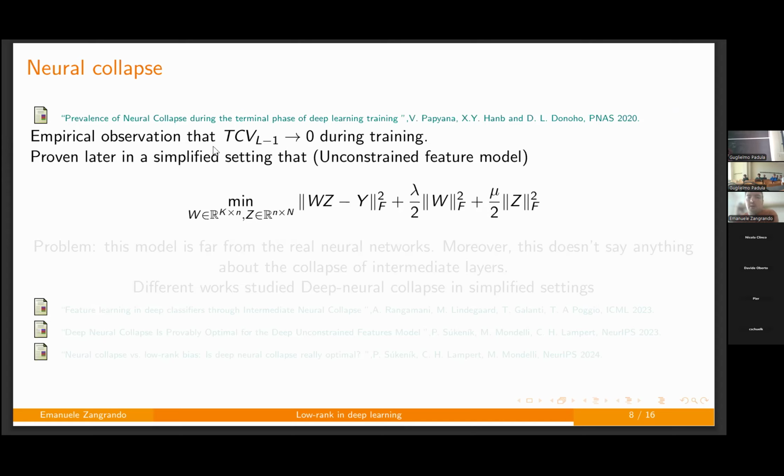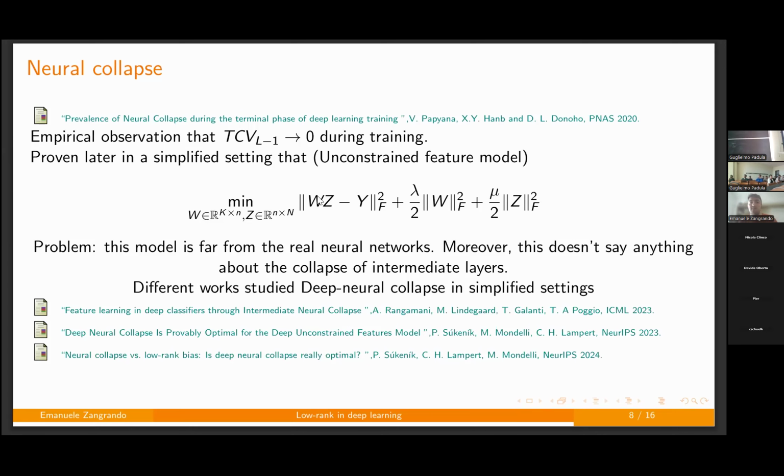And this has been proven in a variety of different works later using toy models. The most used one, for example, is the unconstrained feature model, in which essentially people study this optimization problem here. That's why it's called unconstrained, because essentially we're looking just at the last weight matrix, and the rest we're treating as a free matrix. And it can be proven that the stationary point of this optimization problem actually satisfies this property here, that the TCV of Z goes to 0.